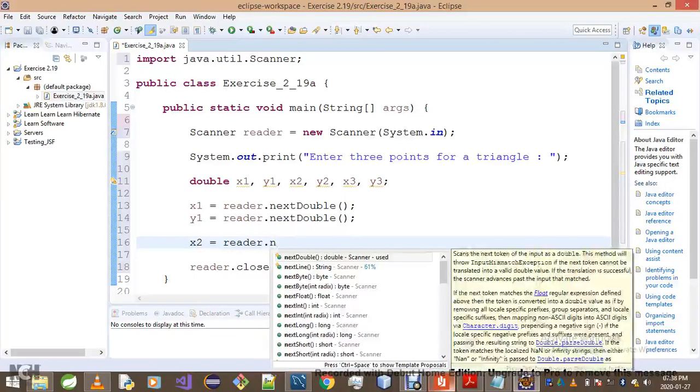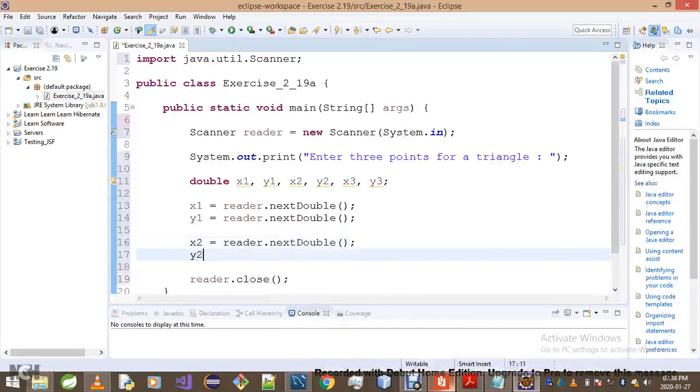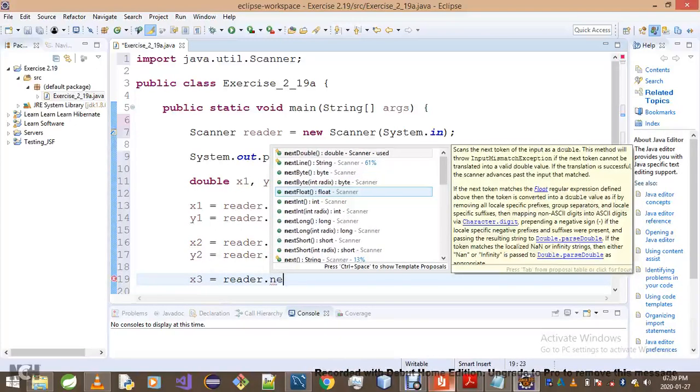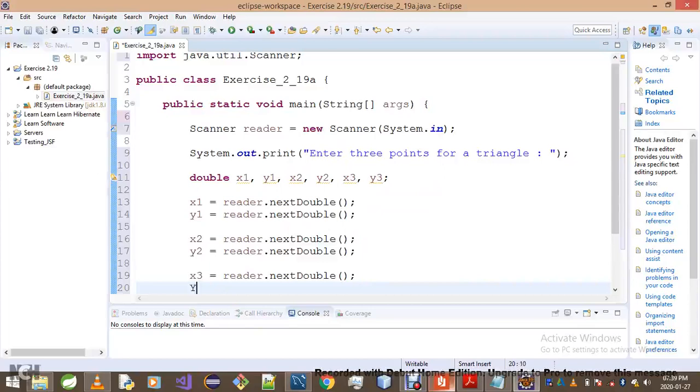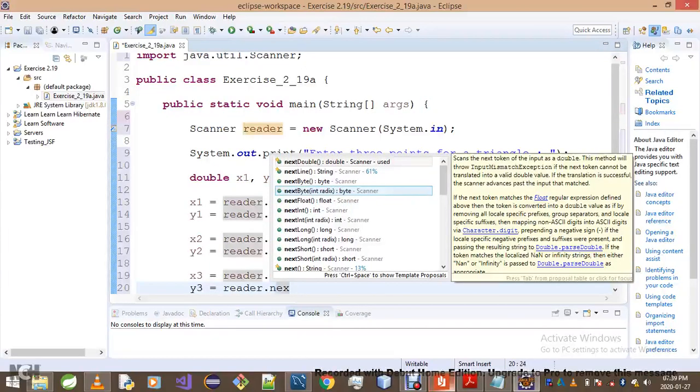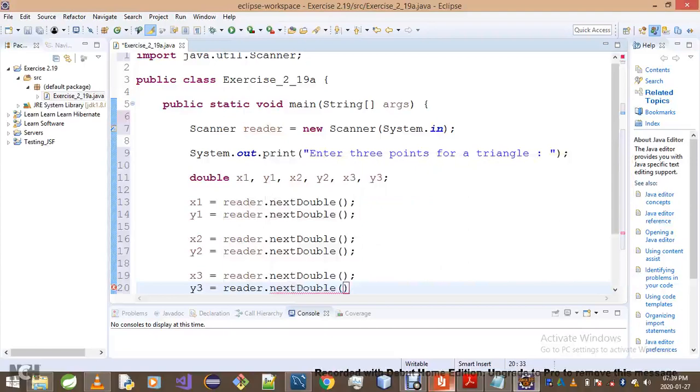reader.nextDouble(). y2 is equal to reader.nextDouble(). And lastly, we have x3 and y3, each reader.nextDouble().